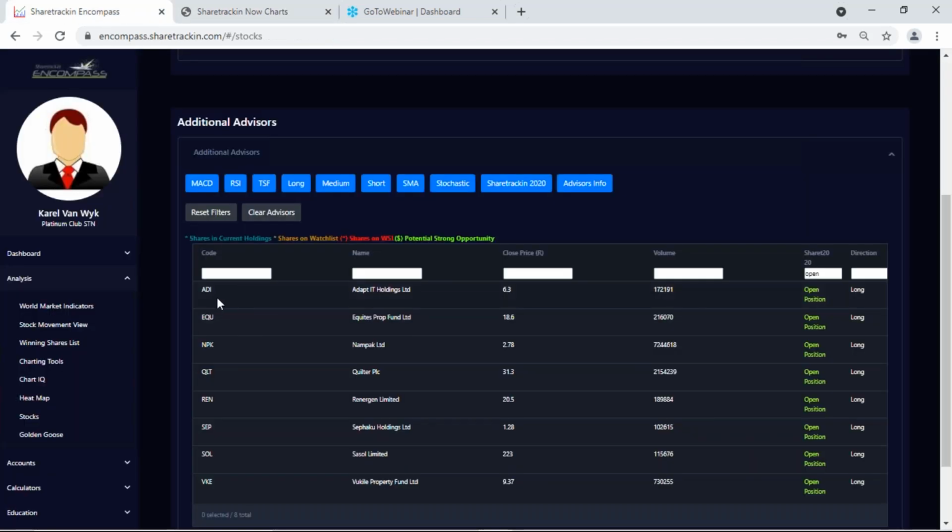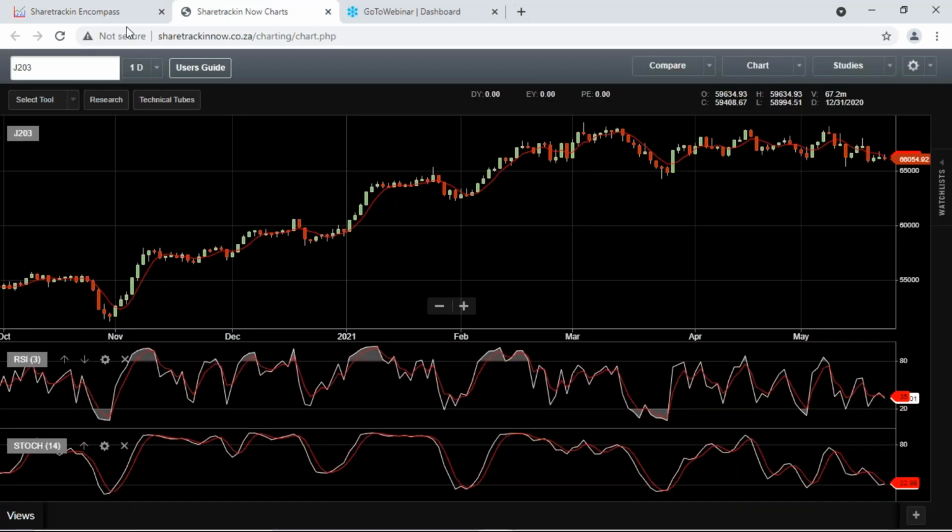The first one we have here is ADI. On the top left corner in the white block, you will see that there's already a code in there. It says J203. So now I can see how the JSE itself is performing. I would also note that the JSE is growing, but ever since about March this year, the JSE has been fairly in a sideways movement. Some days there's growth, and then some days there's a loss, but I can see it's more or less on the same wavelength, if I can put it like that.